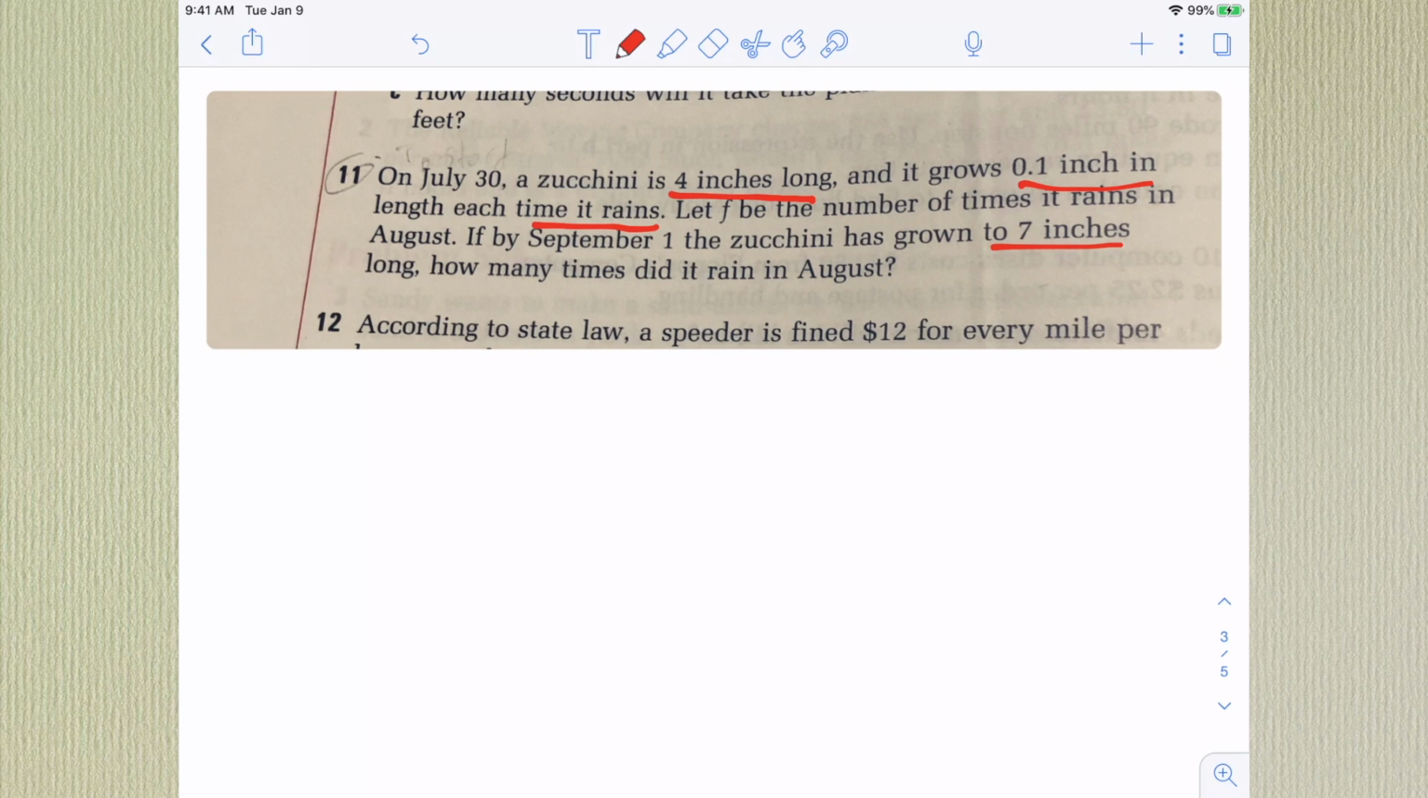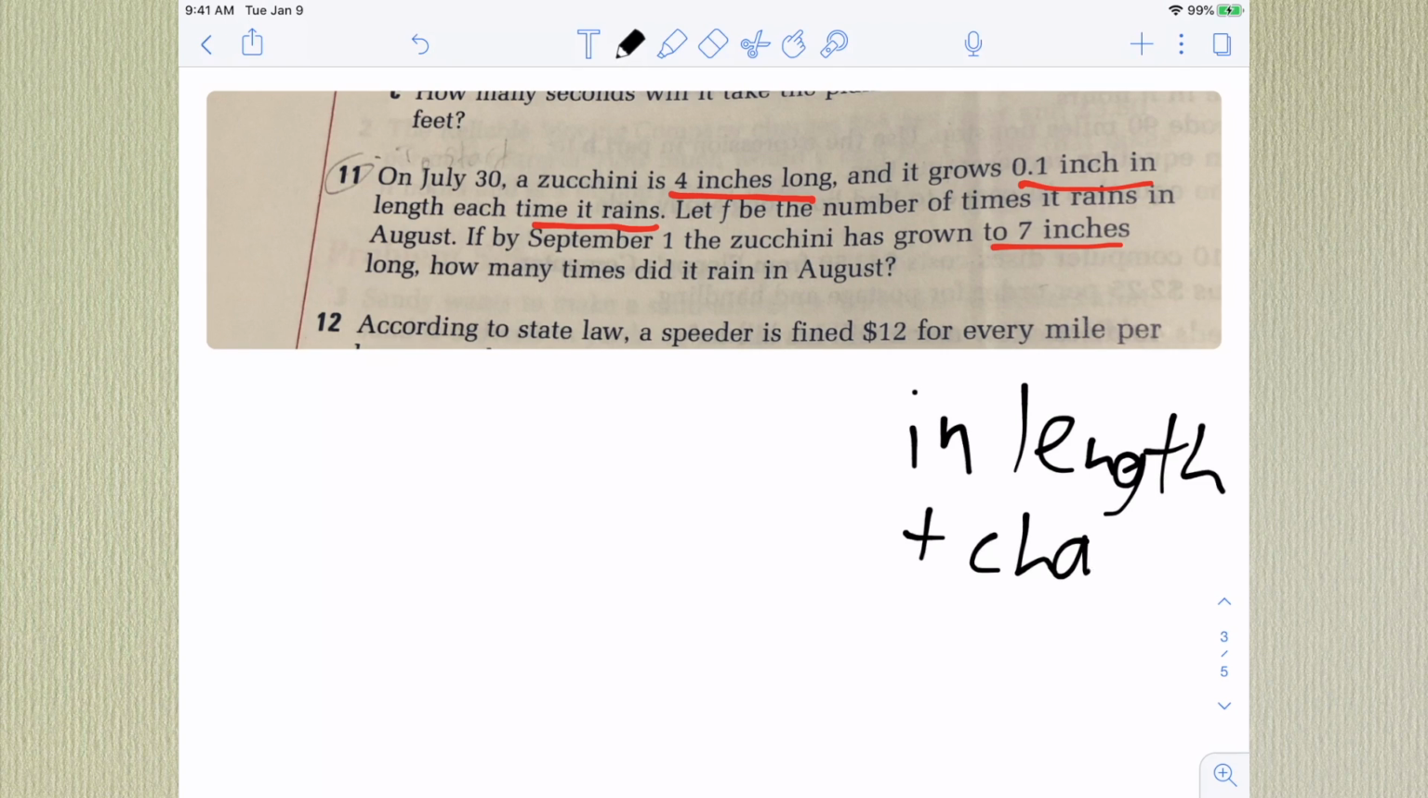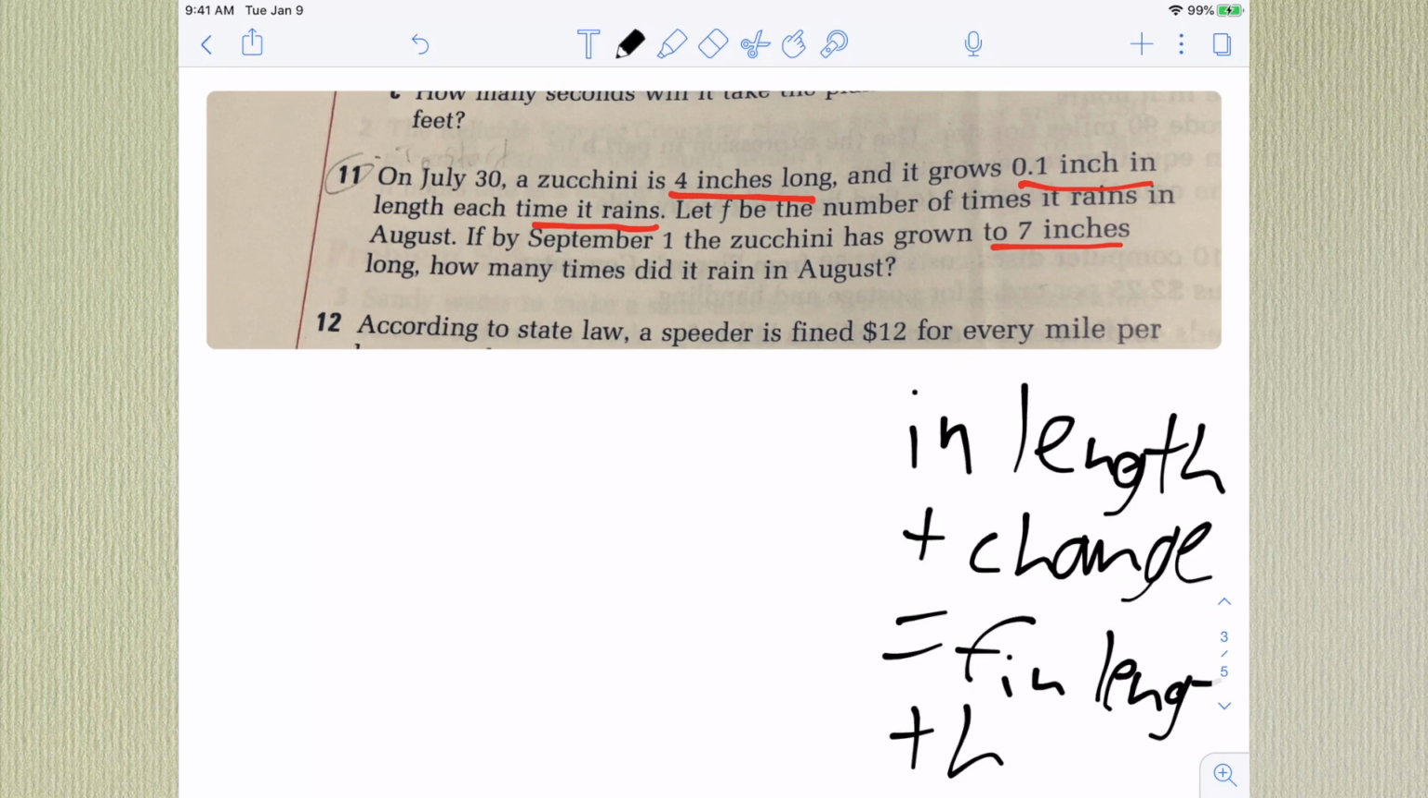So here we have to set the initial length. I'll put that as initial length plus the change equals the final length. I'll call that final length. Can't really go any farther, so let's go down here. Final length. So let's put this to the side.